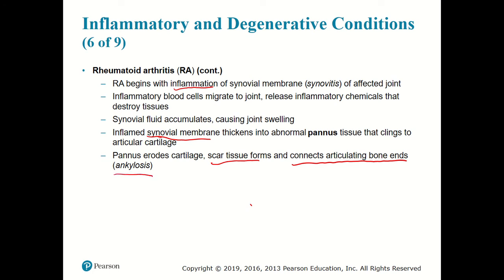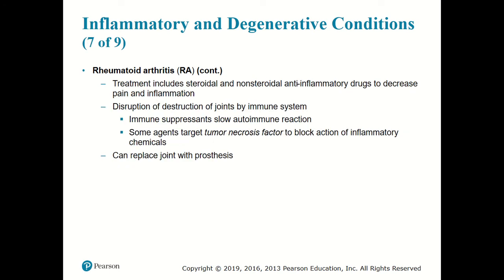And we call that the ankylosing process, of connecting the articulating bones with scar tissue. And that's the big issue, because once scar tissue starts to form, it starts to actually seal up and bind joints together. And so when we see that, it eventually will become immovable. That joint will become immovable.